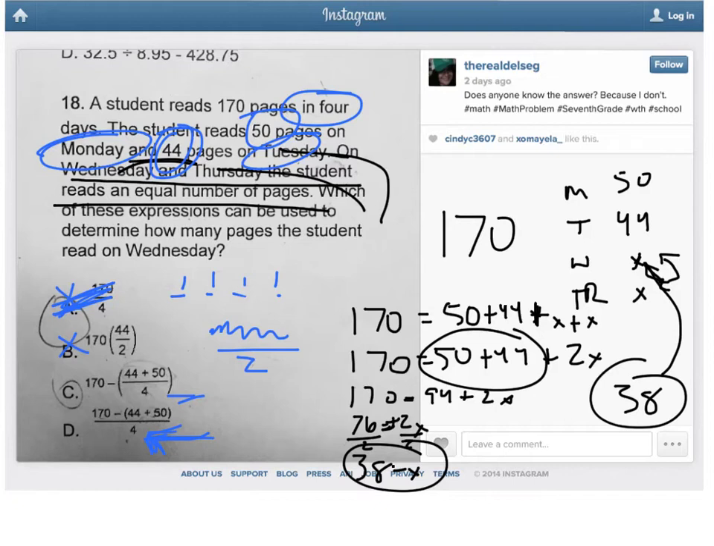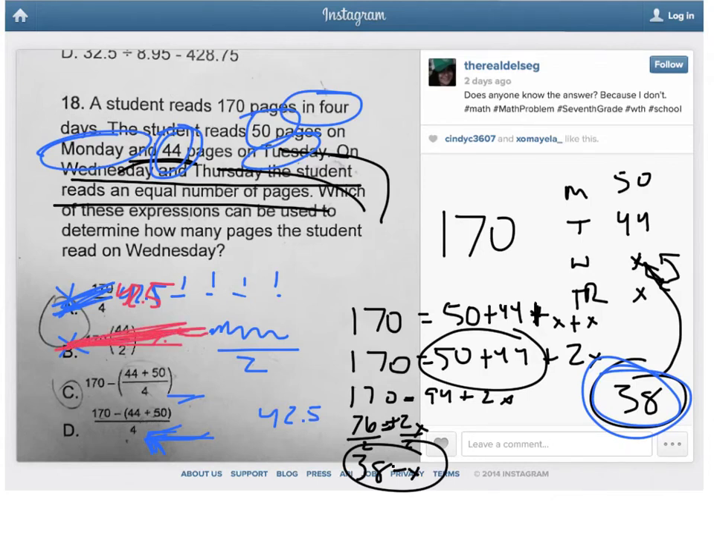Now, that's not good. But if you're in the middle of the test, you can't subpoena your teacher. What I would do is, we already figured out it's 38, right? Let's just see which one of these works out to equal 38. And that might be our answer. So 170 divided by 4, that's 42.5. That's not right. Our next one would be 44 divided by 2 is 22. And then 170 divided by 22, what is that, like 7 point something. That's dumb. I'm not even going to entertain that answer.